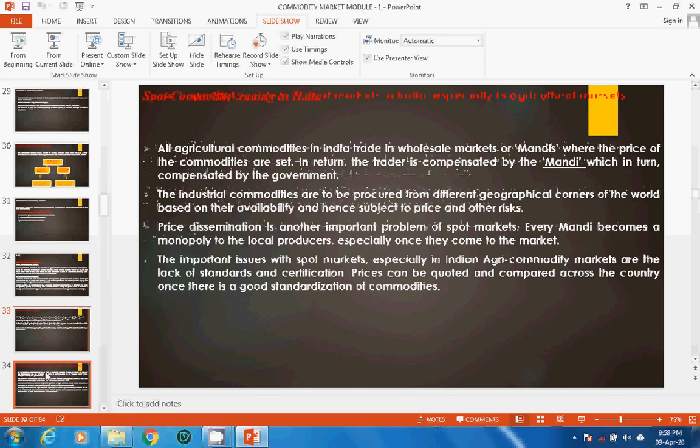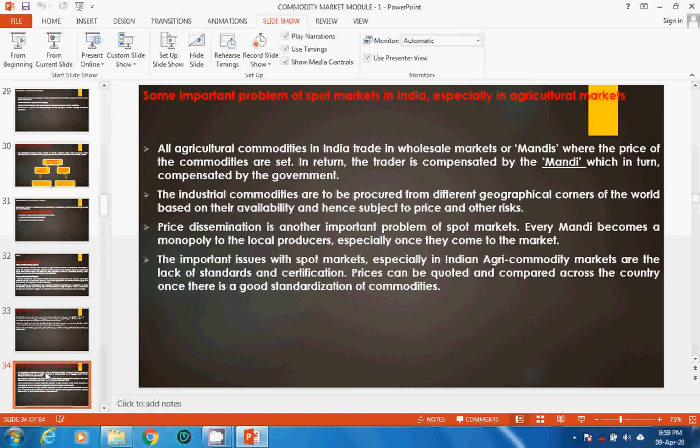Some important problems we find in spot markets in India, especially for agricultural markets. All agricultural commodities in India trade in wholesale markets or mandis, where the price of commodities is set. In turn, the trader is compensated by the mandi, which in turn is compensated by the government. The industrial commodities are procured from different geographical corners of the world based on their availability and hence are subject to price and other risks in the industrial commodity market.